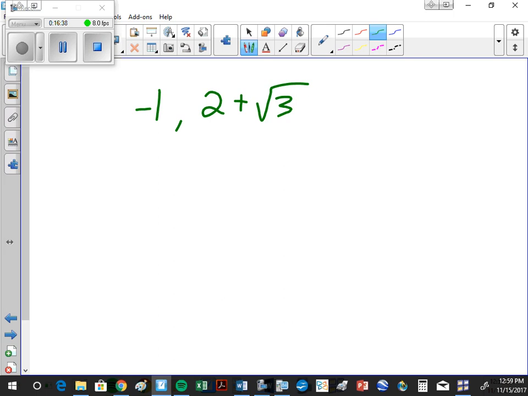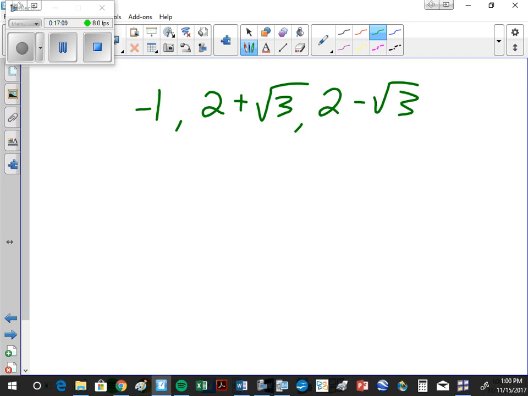Well, anytime a square root shows up as a root, then we have two roots, and they're conjugates of each other. So if 2 plus the square root of 3 exists, then 2 minus the square root of 3 also exists. Otherwise, your coefficients will be square roots. Okay, can you remember that?